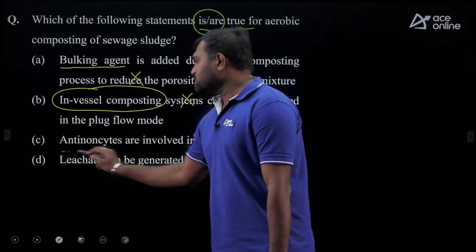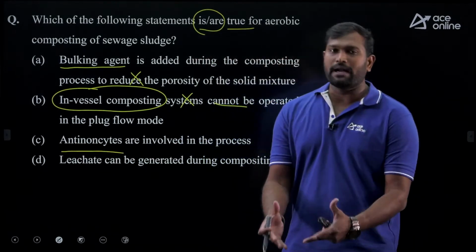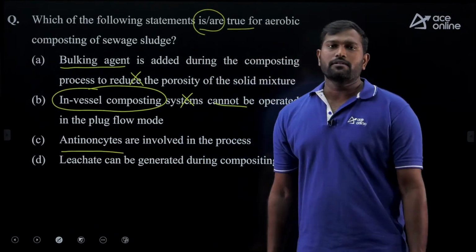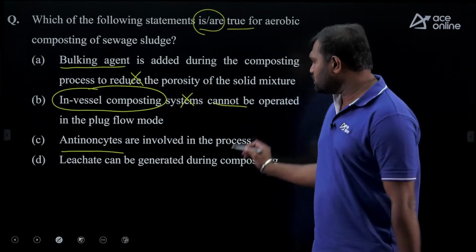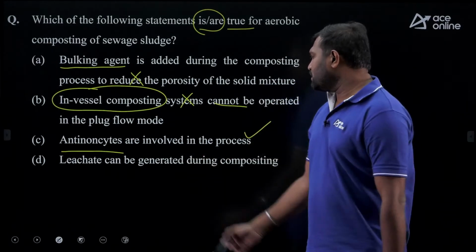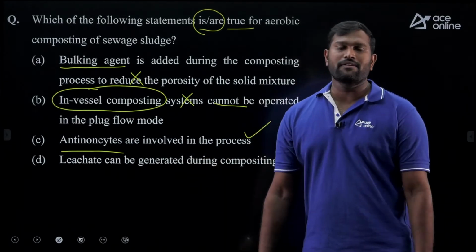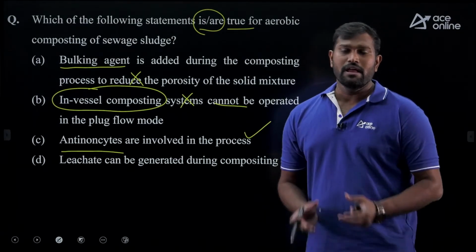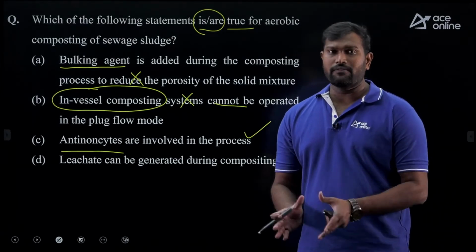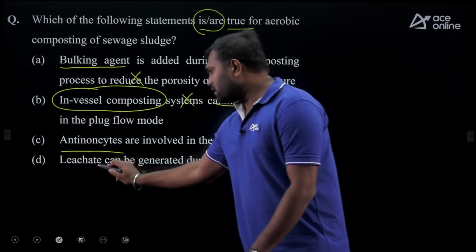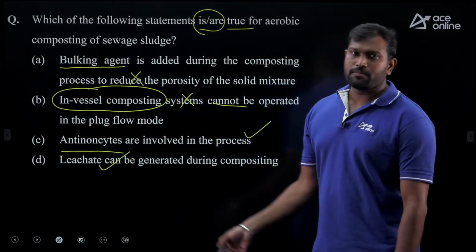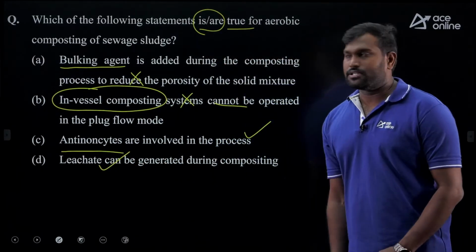And actinomycetes are one form of bacteria. So after the composting, definitely there must be some bacteria. So this is a true one. And leachate can be generated. So what is the leachate? Leachate is the waste fluid. After the decomposition, it gives a colored liquid. That is known as the leachate. This is also true. So from the given options, C and D are going to be the correct statements.